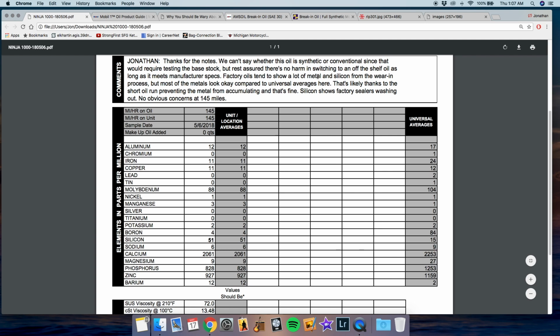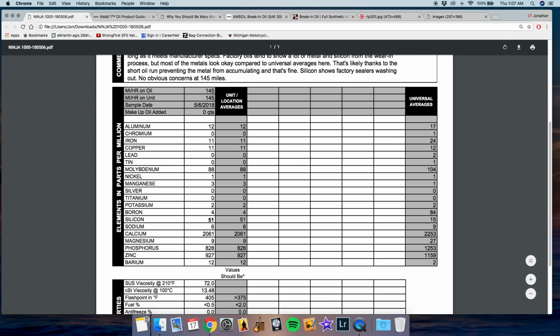Factory oils tend to show a lot of metal and silicon from the wear-in process, but most of the metals look okay compared to universal averages here. That's likely thanks to the short oil run preventing the metal from accumulating, and that's fine. Silicon shows factory sealer is washing out, no obvious concerns at 145 miles.